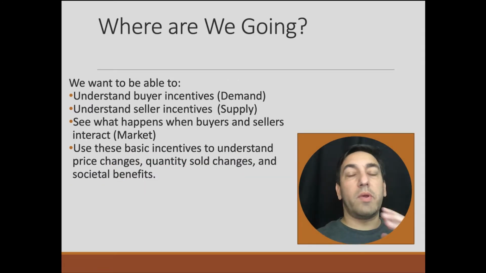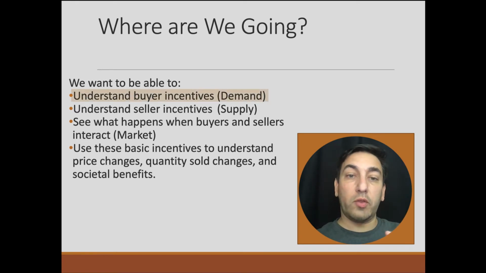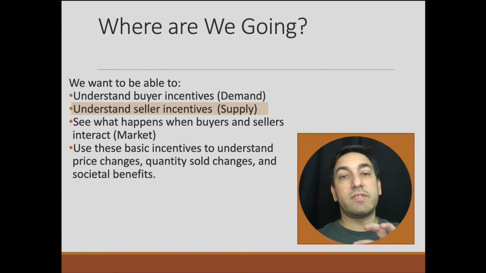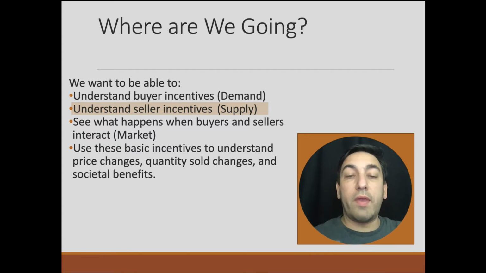Okay, so I want to give you an idea of where we're going with this. We are going to try and understand individuals' incentives to act in a certain way. So the first thing we're going to do is look at the buyer side. And what is the buyer's motivation and incentive to buy under various situations? Then we're going to shift to the seller motivation. We're going to understand when would they want to produce more, when would they want to produce less.